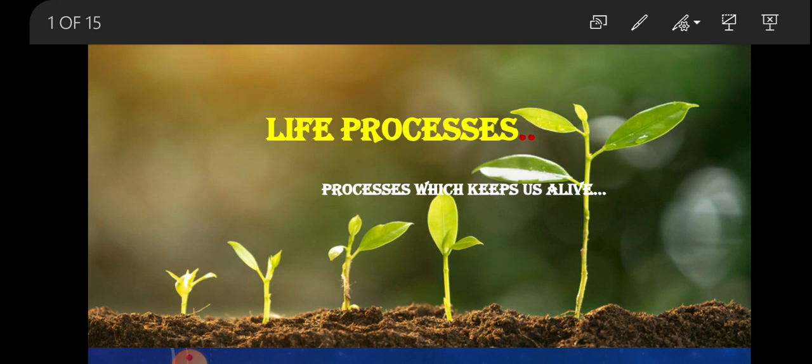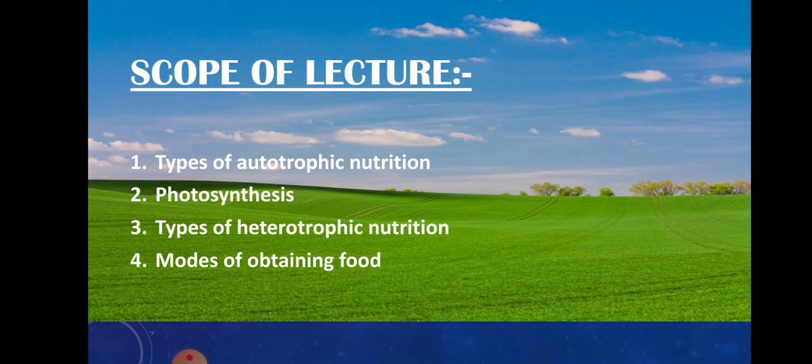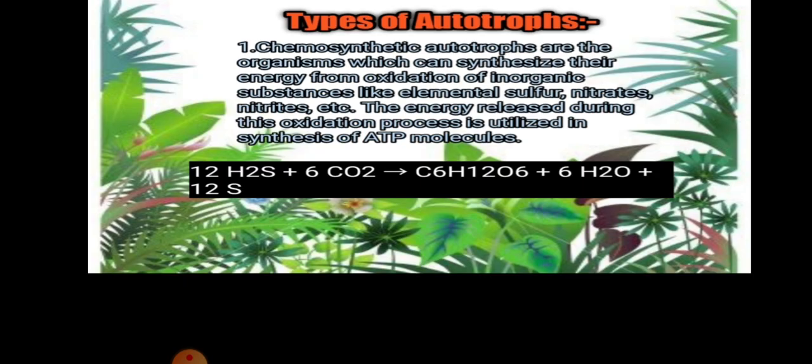In our previous lecture, we have already started with this topic, life process. We have also discussed what are the various types of life process, where we have discussed a mnemonic so that you can better remember it. So we would proceed in that same series. This would be lecture 2, and in this particular lecture, we would be covering the following topics. The first one would be types of autotrophic nutrition, photosynthesis, types of heterotrophic nutrition, and modes of obtaining food. Okay, so without further ado, let's begin.